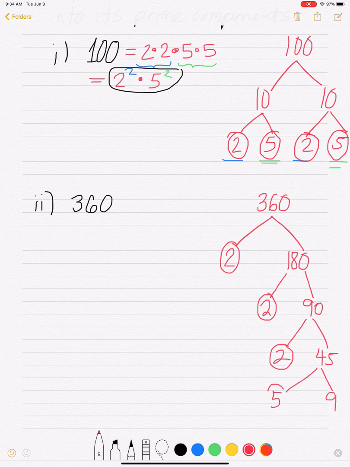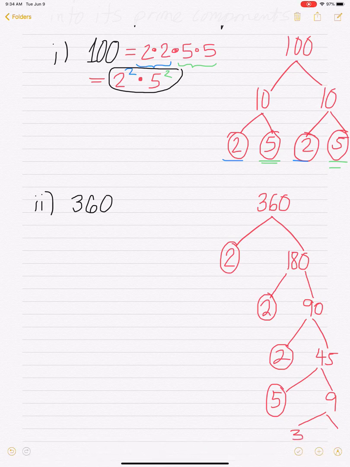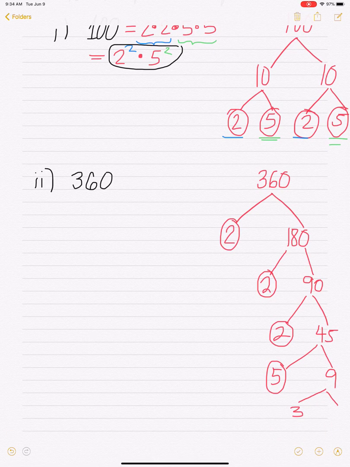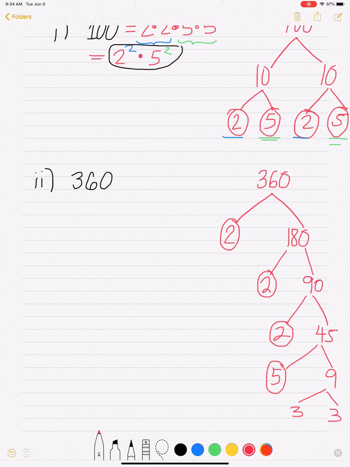Now, we know 5 is prime, right? The only things that divide 5 are 1 and 5. How about 9? Is 9 prime? No, 9 breaks down into 3 times 3. See if I can scroll this a little. There we go. Now, 3 is prime and 3 is prime. So, okay, we got all the primes now.